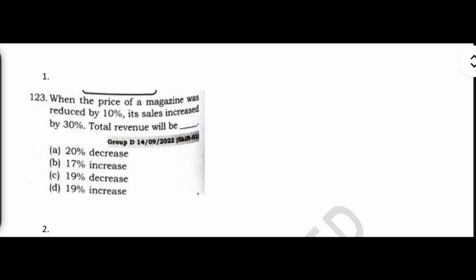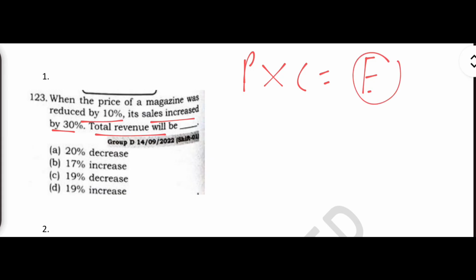Okay, so let's move forward. When the price of a magazine was reduced by 10% and the sale was increased by 30%, the total revenue will be... same concept. Your question is that price into consumption is expenditure. Okay, revenue is nothing but expenditure only.